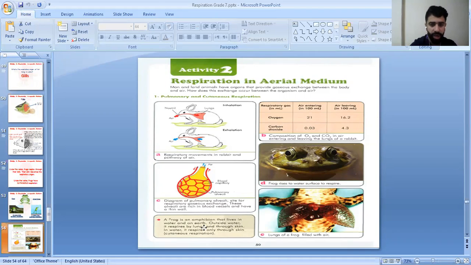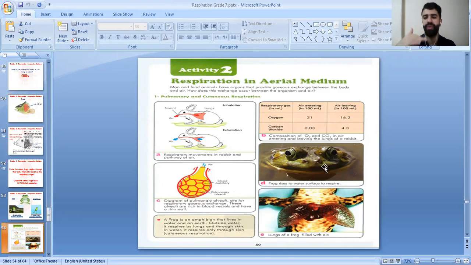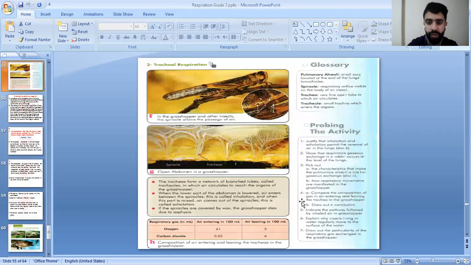You have to know, a note here, that the frog is an amphibian. It lives in water and on land. Outside the water, it respires through the lungs, so it has respiratory movement, while under water, it has cutaneous respiration. It respires through the skin. The frog rises to the water surface to respire and get air. The lungs of a frog are filled with air. This is the figure of a lung filled with air.